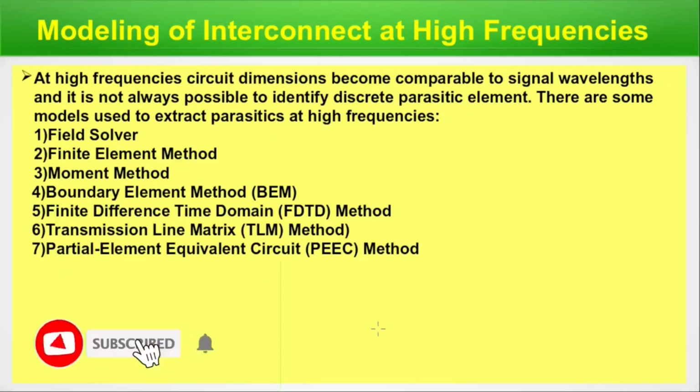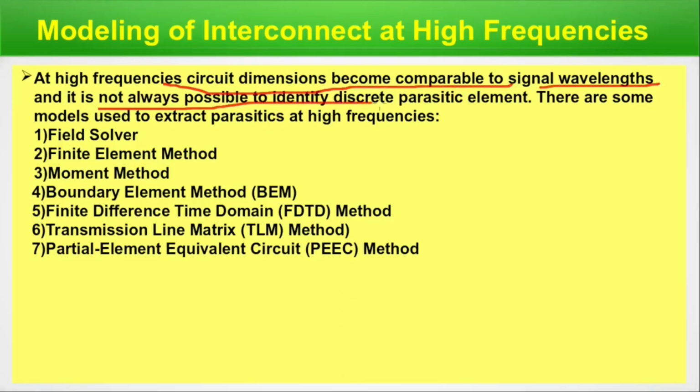Now finally, modeling of interconnect at high frequencies. So these are some models we use. At high frequencies, circuit dimensions become comparable to signal wavelengths, and it's not always possible to identify discrete parasitic elements. There are some models used to extract parasitics at high frequencies.